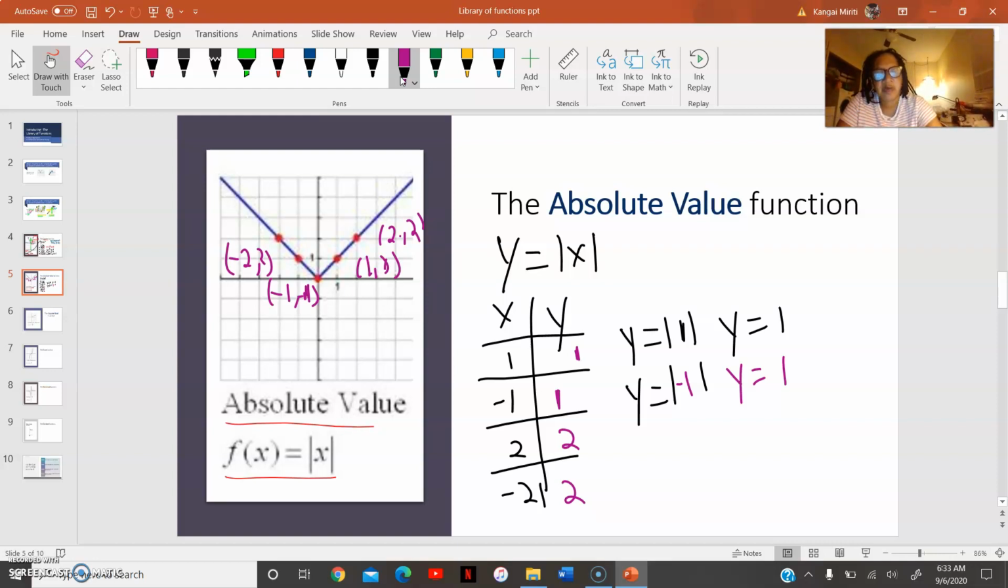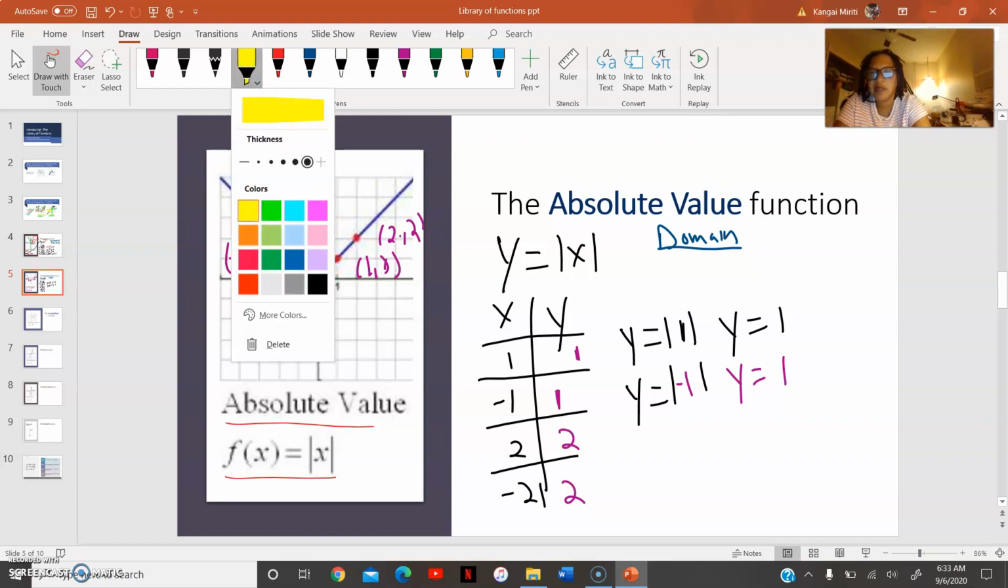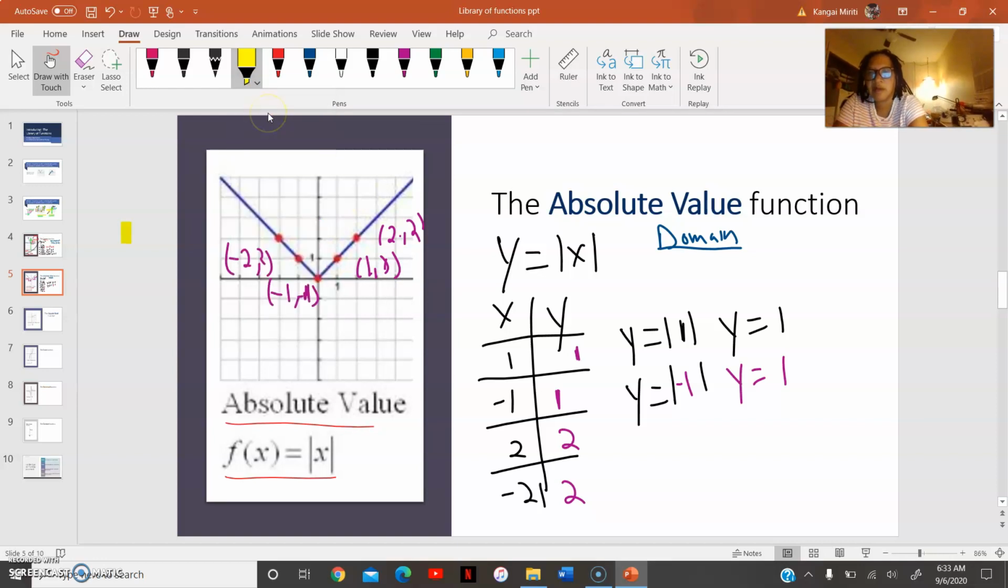So those are some points that are on this function, and if we look at the domain of this function, it's very much like the square function that we just saw. The domain of this function is from negative infinity to positive infinity.